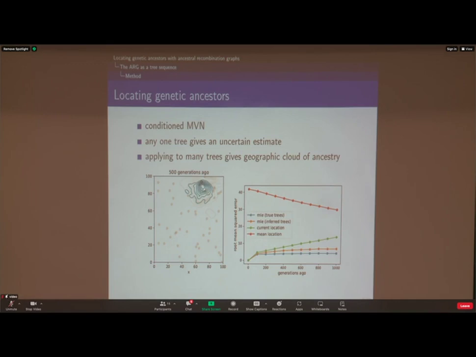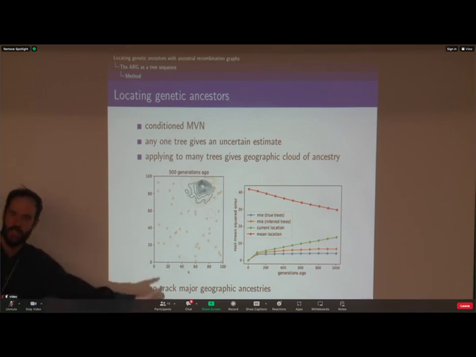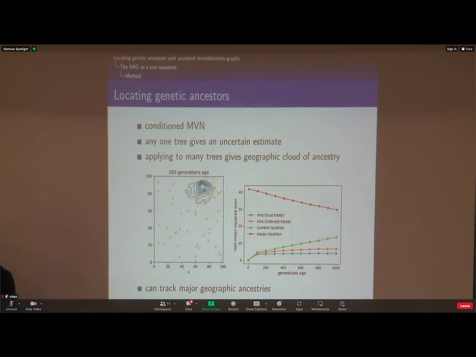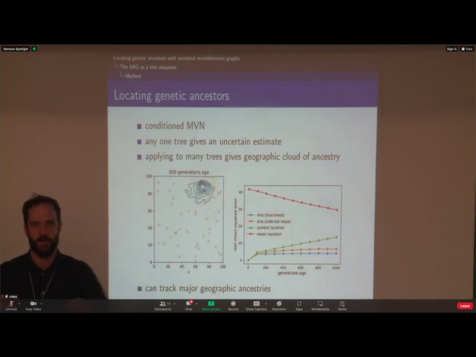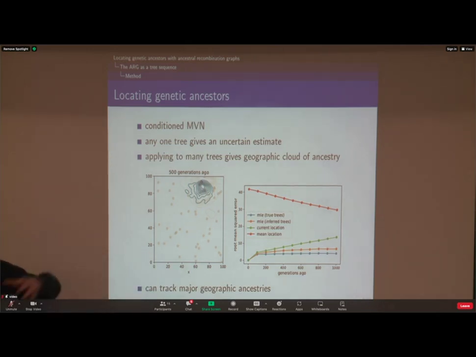And when we compare the mean of this blue distribution to the mean of that gray distribution as we go back in time, we see that the error increases much more slowly. We can go back further in time, and we do better than the naive estimates that I won't get into. And so we think that we can track the major geographic trends, the major geographic ancestors of an individual, not at any particular locus, but in general, you might be able to track where the mean ancestor was, or perhaps for admixed individuals, something about the variance we also use.